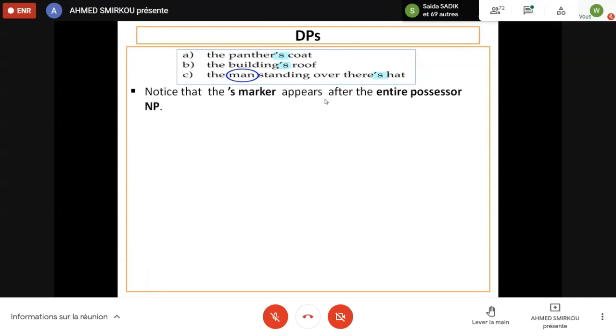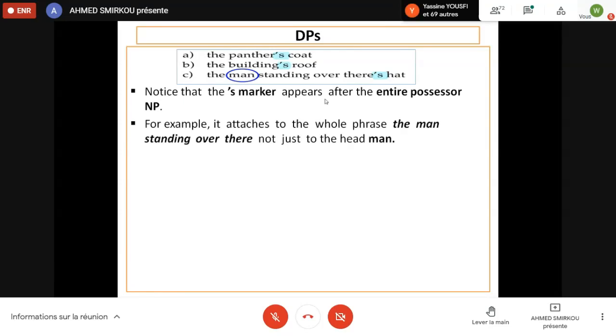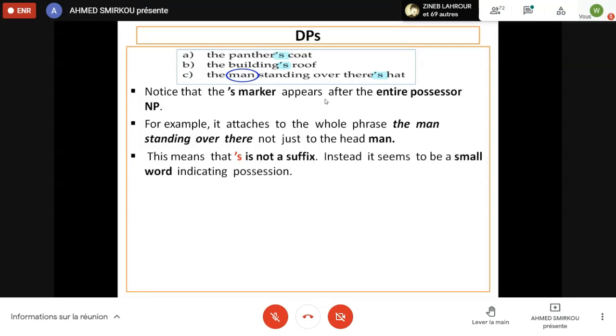Notice that the possessive S marker appears after the entire possessor, which is the man standing over there, not after the real possessor man alone, without the modifiers. It attaches to the whole phrase, not just to the head man. So this possessive S is not a suffix. Instead, it seems to be a small word indicating possession. If it were a suffix, it would be attached to the head man, the possessor.